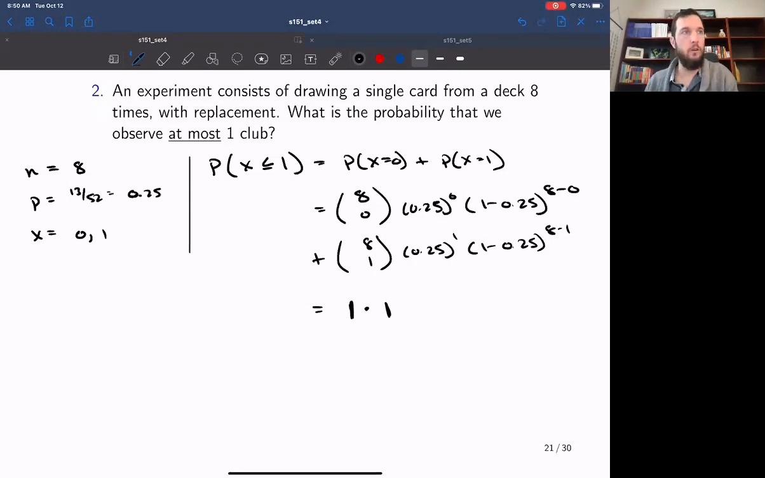Why did I choose 0? So the question asks, what is the probability we observe at most 1 club? So at most 1 means less than or equal to 1. So there's only 2 events that correspond to being less than or equal to 1. X is equal to 0 and X is equal to 1. So we can observe no clubs or we can observe 1 club.